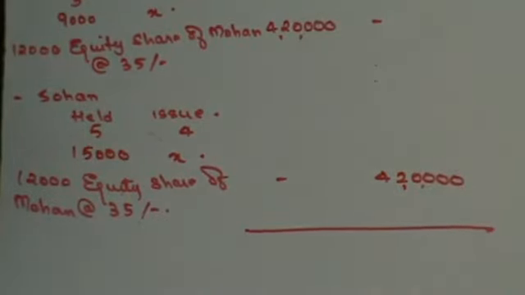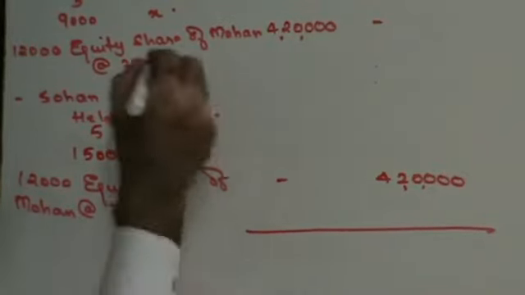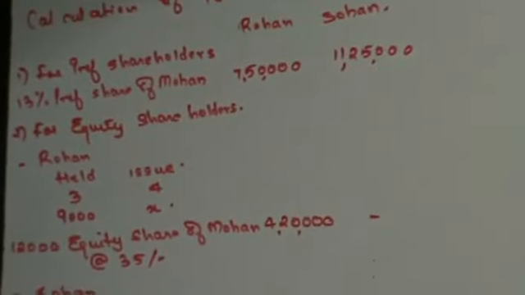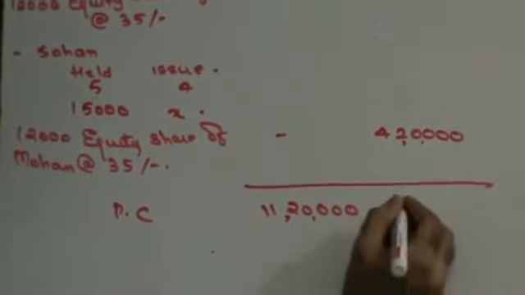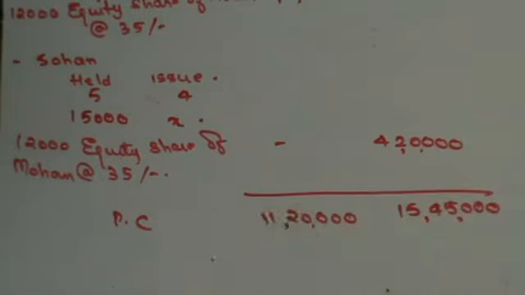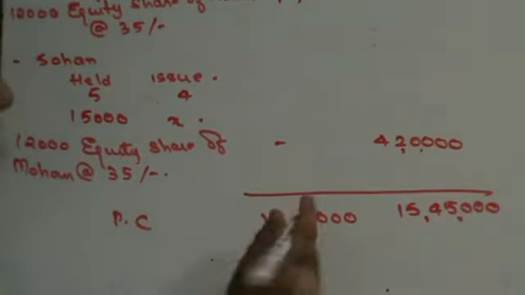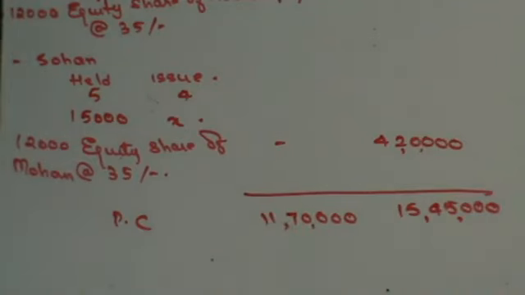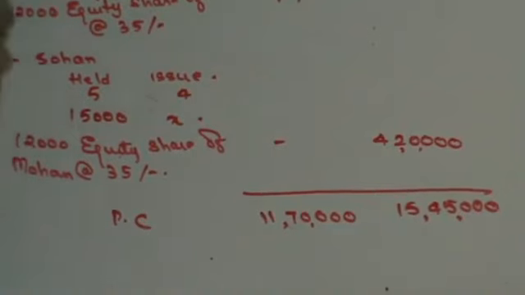So in that case, how much will the PC be? Besides that, am I giving them anything else? I don't think so. Let's calculate this PC. 7,50,000 plus 4,20,000 is 11,70,000, because there's a 50,000 also there. So PC is going to be 11 lakh 70,000 and 15 lakh 45,000. Now once I know the PC, then I can do the sum.